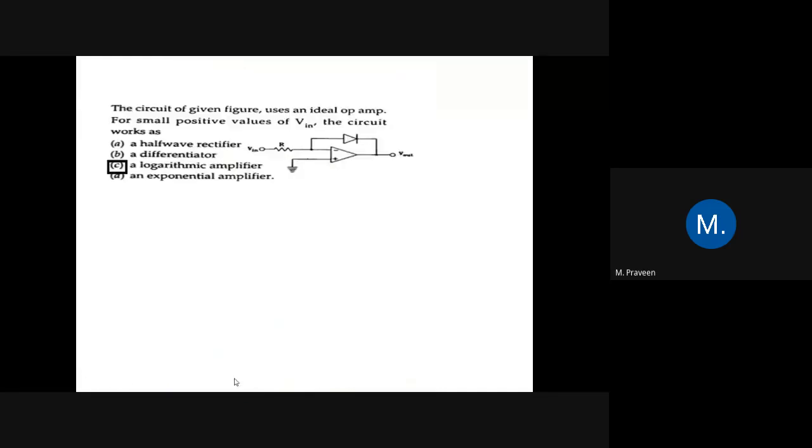So if you see the equation here, Vt is nothing but thermal voltage. This is constant, and I naught is also going to be constant, and the resistance value is also going to be constant. Therefore, we can write output voltage is directly proportional to the natural logarithm of input voltage. Therefore, the given circuit is a logarithmic amplifier.